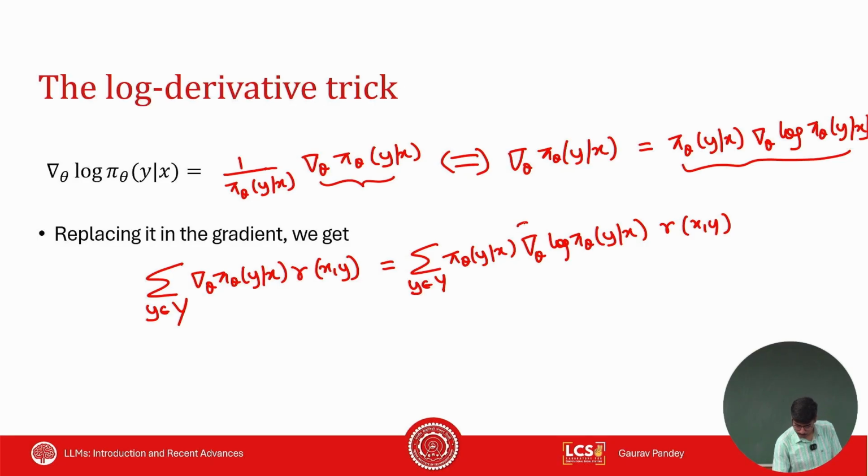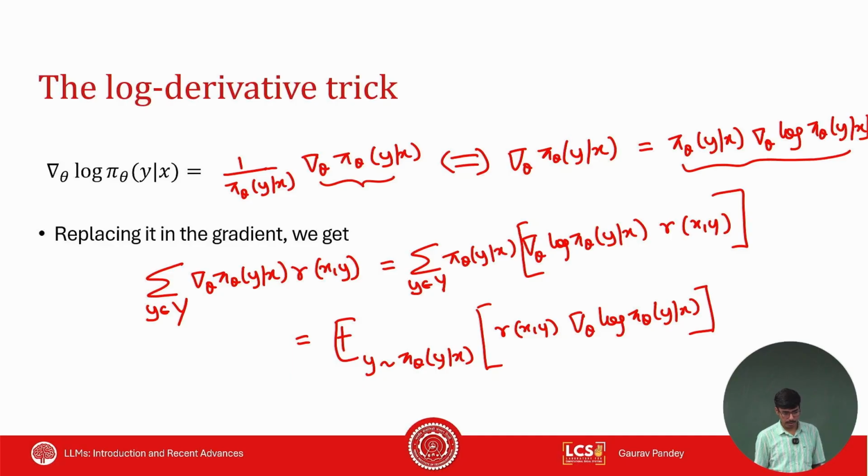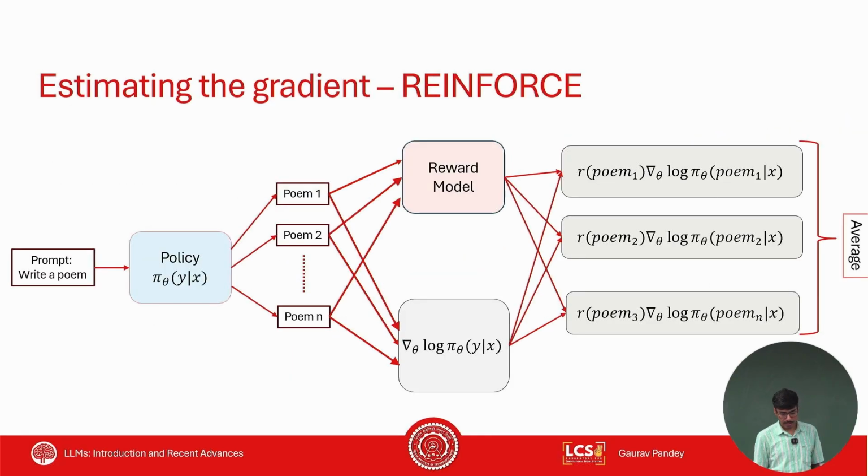And now if you look at this quantity, does this look like an expectation? So now I can write it as expectation, y coming from pi theta, r(x, y) times gradient theta log pi theta. So now I can approximate the expectation using samples. This was the whole reason why we did this trick. And now I can estimate the gradient using samples.